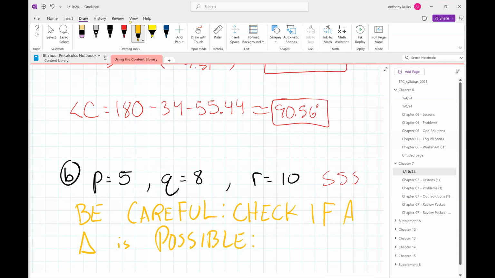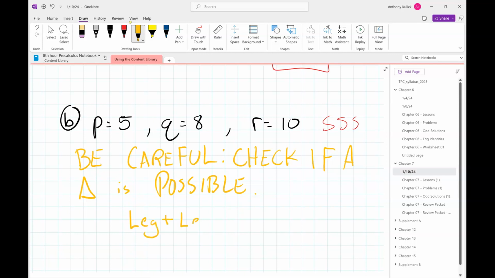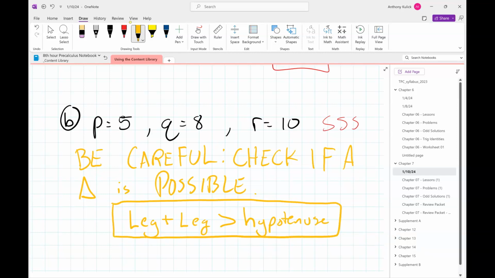Does anybody remember how to do that? Pythagorean theorem need not hold because it's not necessarily a right triangle. But you're close. The sum of the legs must be greater than the hypotenuse. That's our check. Mr. Kulik, how can I tell what's a leg and what's a hypotenuse just from looking at the numbers? Yeah, the biggest one is the hypotenuse, right?